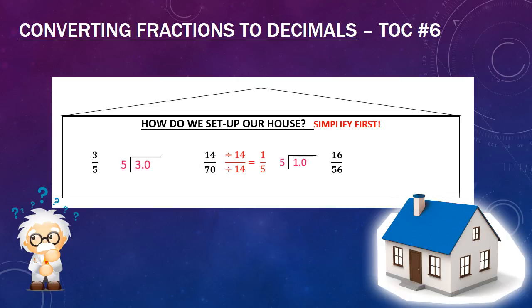16/56 is also able to be simplified, and this time we're going to divide both by the GCF of 8. When I divide 16 by 8, I get 2, and 56 by 8, I get 7. And then I set up my division problem with 2 inside the house and 7 outside the house.